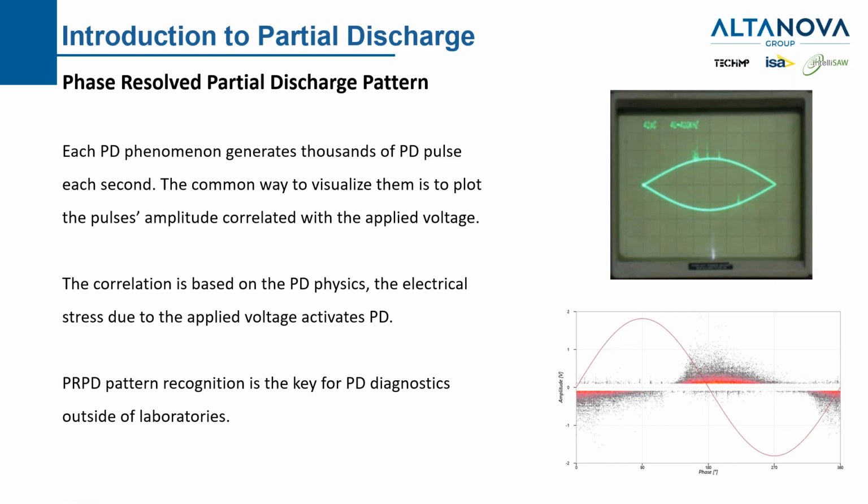Why do we visualize the PD pulse like that? Because the voltage is the key point to generate PD. If there is no voltage, a defect won't generate any PD pulse. And by studying the phase resolved PD pattern, we can see the characteristics and the properties of the single PD phenomena. This correlation is very important.